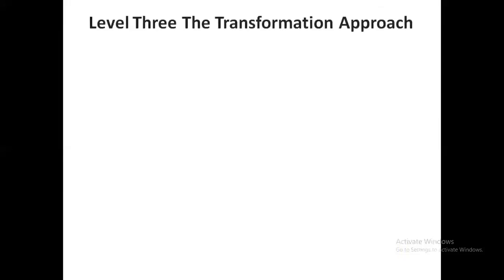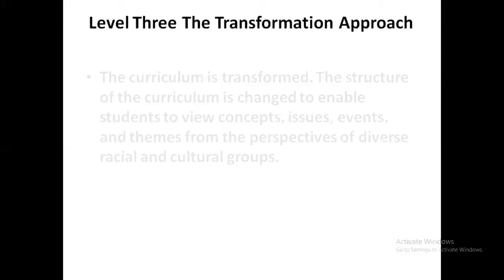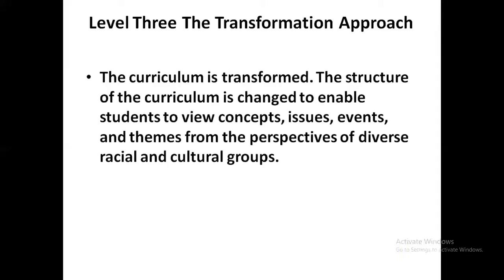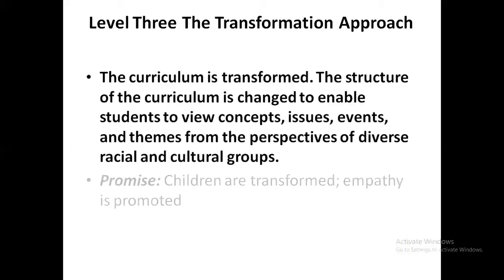Moving on to level 3, the transformation approach. For this level, the curriculum is transformed. The structure of the curriculum is changed to enable students to view concepts, issues, events, and themes from the perspectives of diverse racial and cultural groups. The higher levels each come with a promise. The promise for the transformation approach level is that children are transformed and empathy is promoted.